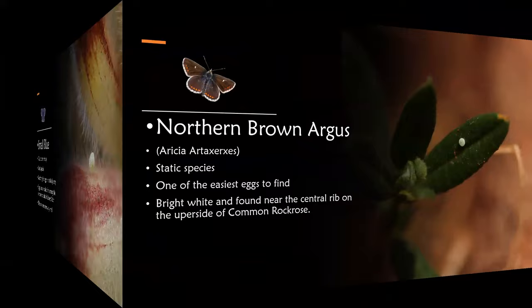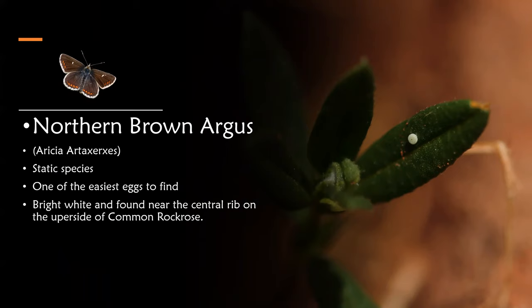And here we have the quintessential beginner's egg hunter species, the northern brown argus, without doubt the most popular species to be recorded as an egg as well as an adult. The eggs are bright and white and laid along the central rib of the upper leaf of a common rock rose. Even if you are blind like me, they can be picked out at a distance.